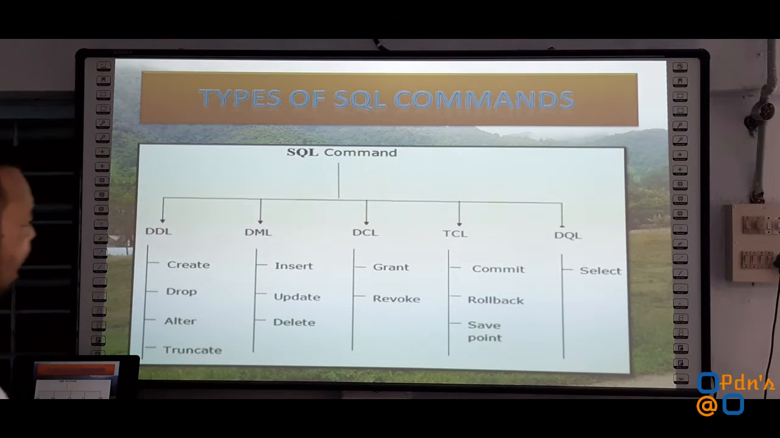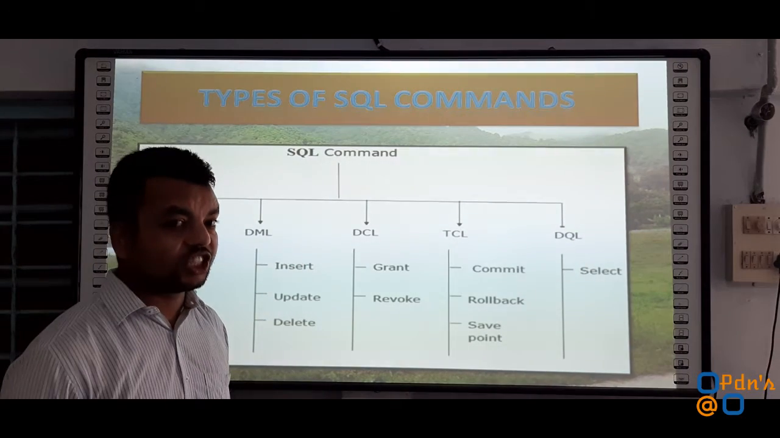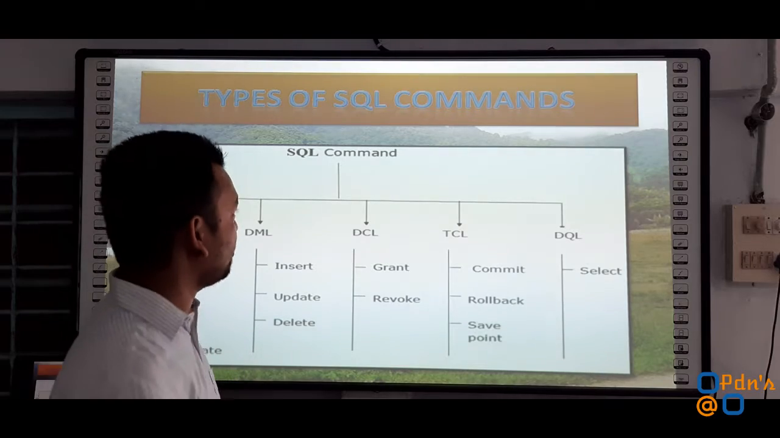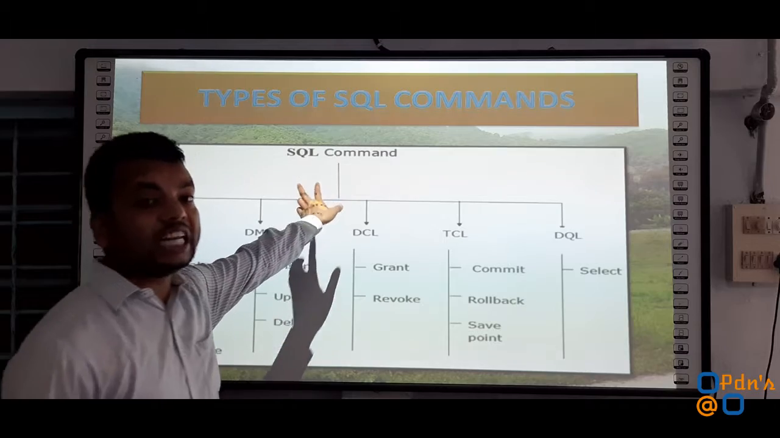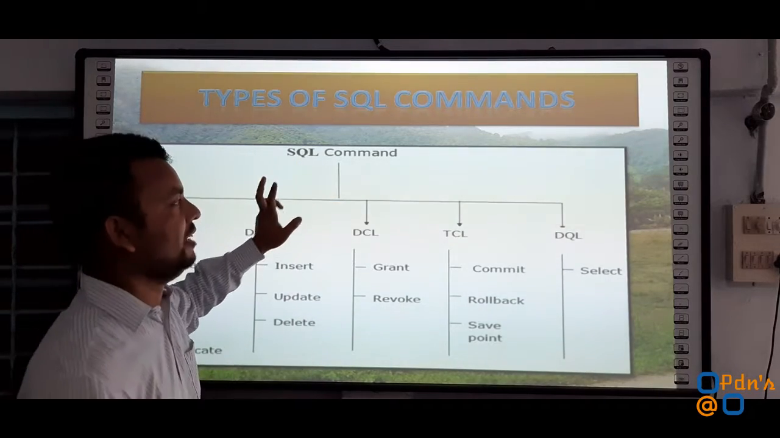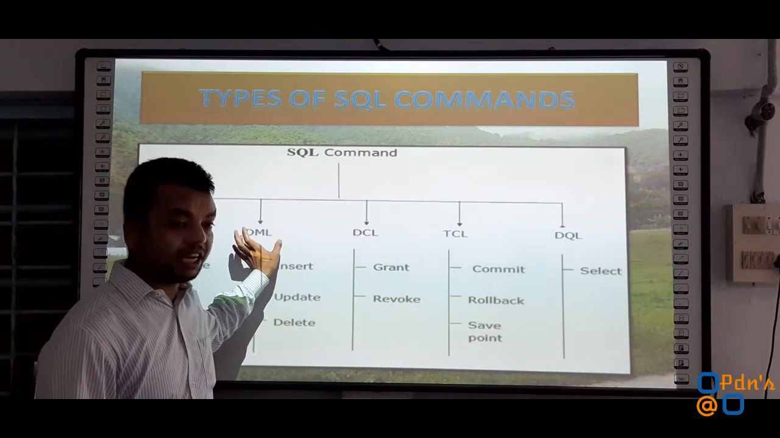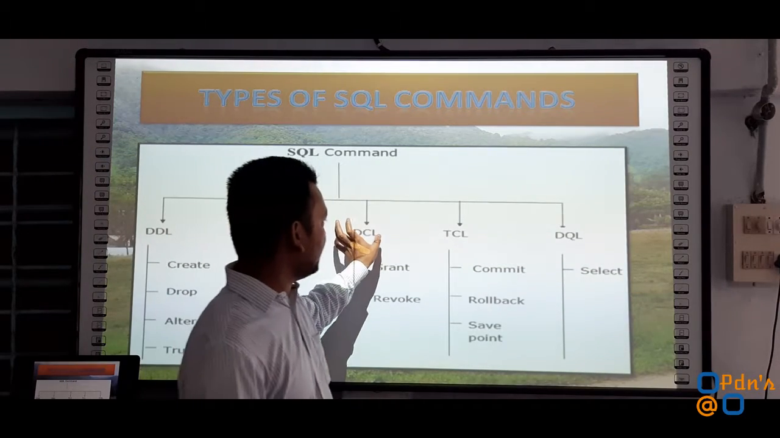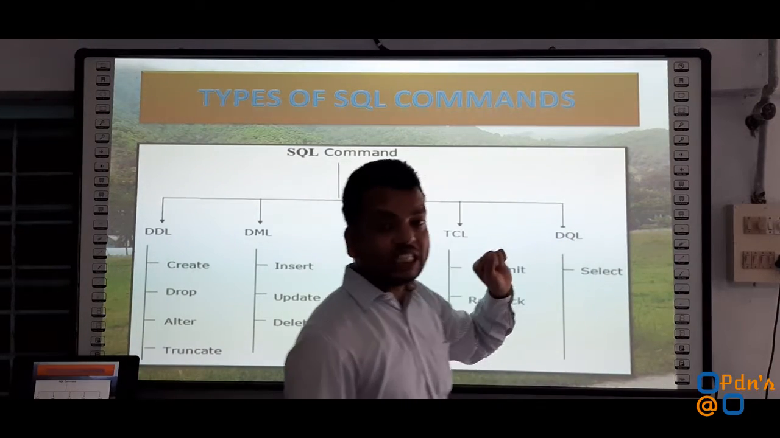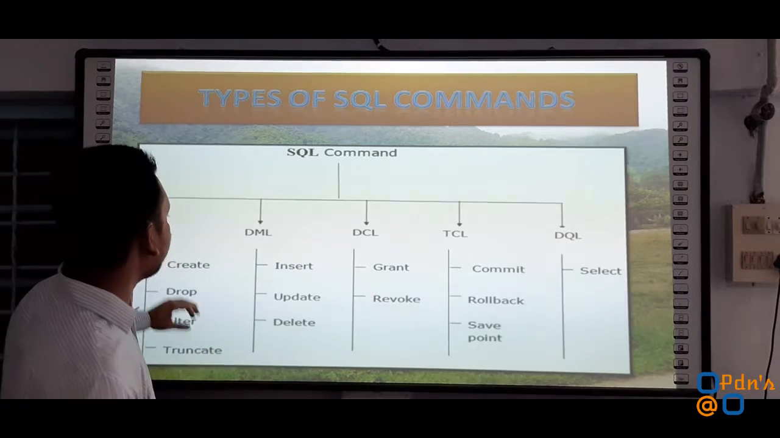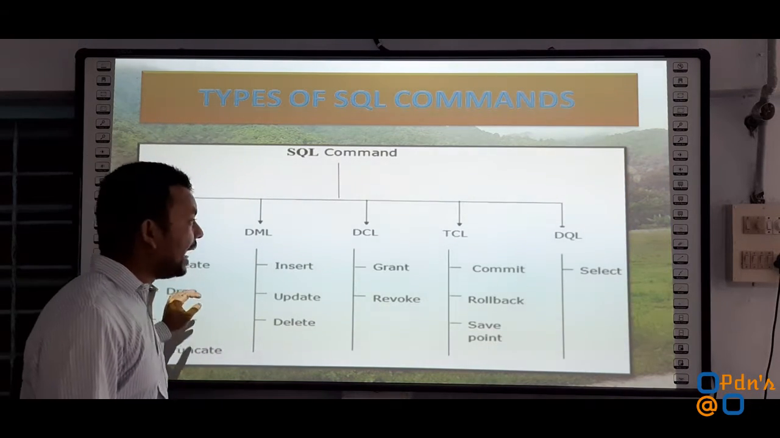So, in general, there are 5 sets of commands available inside any structured query language application. SQL stands for structured query language. So there are 5 sets of commands: the first one is DDL, the second one is DML, the third one is DCL, the fourth one is TCL, and the fifth one is DQL. Now what are the different sets of commands which are available under DDL?